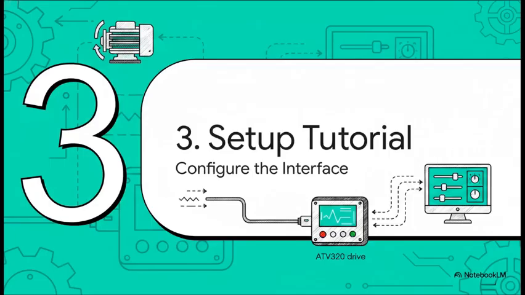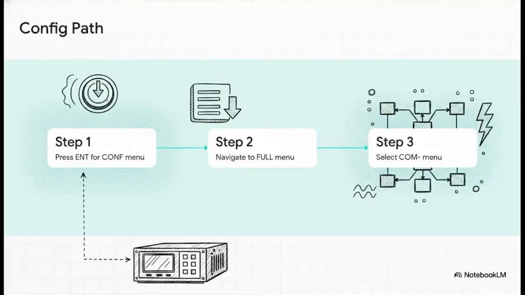Okay, Section 3. It's setup tutorial time: configuring the drive interface. Let's move over to the interface and see how to plug these parameters in. If you are physically standing right in front of the drive, here's the exact menu path you're going to follow. Step 1. Press the Enter key. You just push in the jog dial for that. That gets you into the root configuration, or CONF menu.